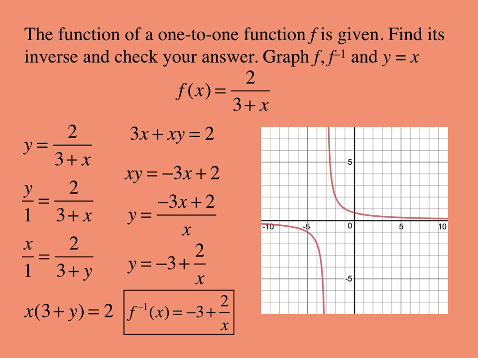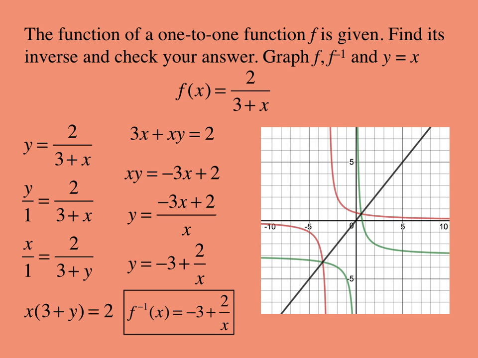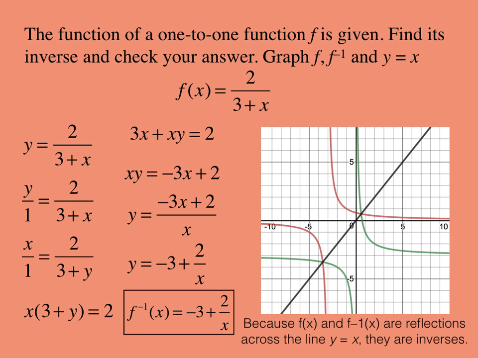Now using Desmos, I will graph f inverse of x, which is negative 3 plus 2 over x. And remember we said there would be a restricted value at 0. The next thing I'll graph is my line y equals x. And I'm observing that the red function and the green function are definitely reflections across the line y equals x. So my conclusion is because f of x and f inverse of x are reflections across the line y equals x, then they are inverses.